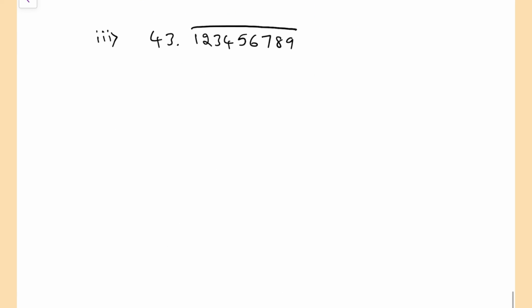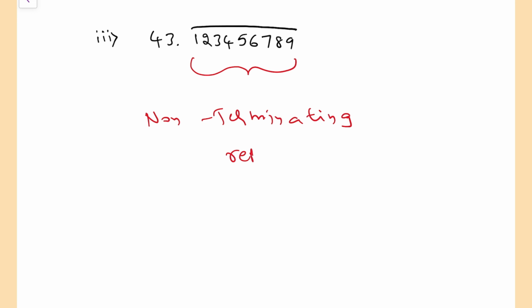Next, 43.123456789. So this bar indicates that these many digits are repeating continuously. So first of all it is non-terminating, because those are repeating, which means not at all stopping. Non-terminating but repeating. So non-terminating repeating decimals come under p by q form, but it is non-terminating repeating, right? So compulsorily the denominator won't be in the form of 2 power n into 5 power m.